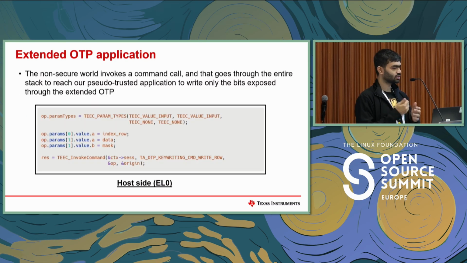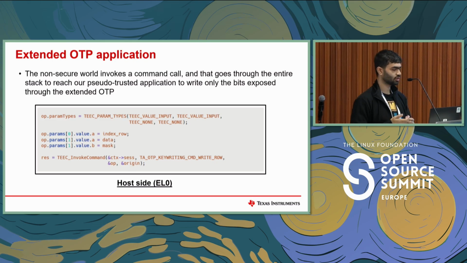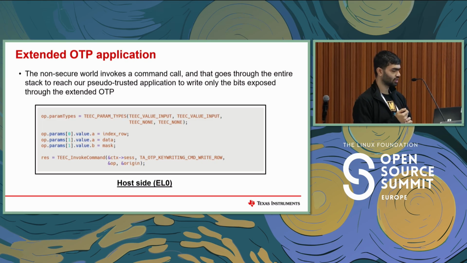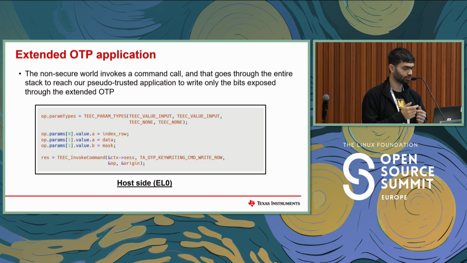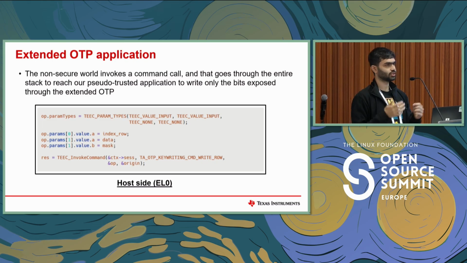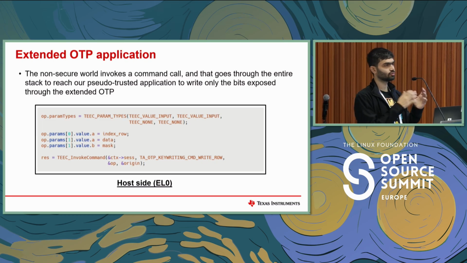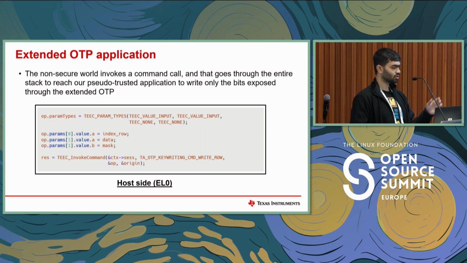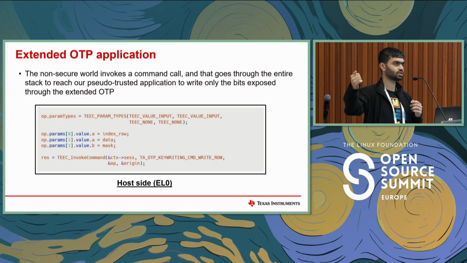From the perspective of the trusted application, you can now define parameters that will be passed to the invoke command. This is the write row. When you are writing the row, you need to tell what you want to write: the data, the mask, what bits you want to write, and what index you want to write at. All these you can configure as parameters in that trusted application. These will be passed from the user space of the non-secure side to the secure side.